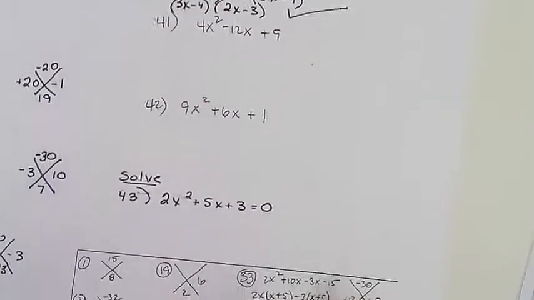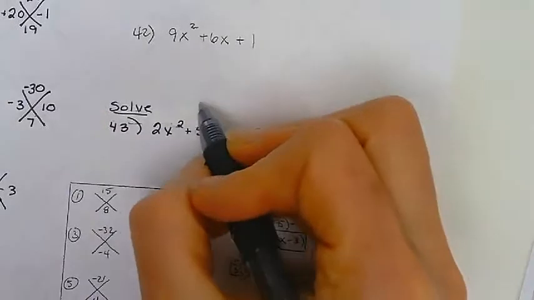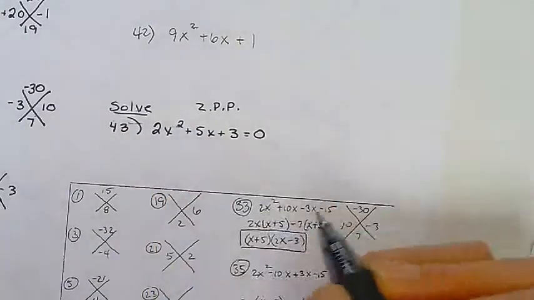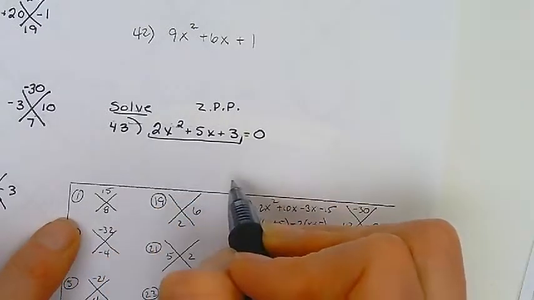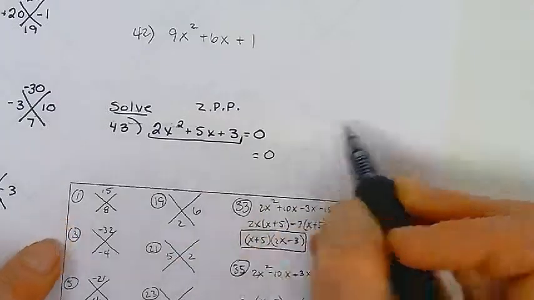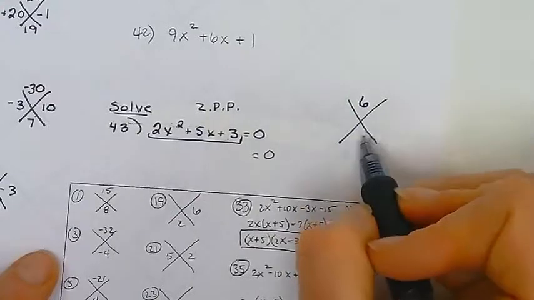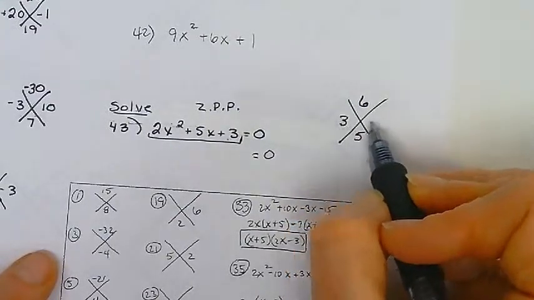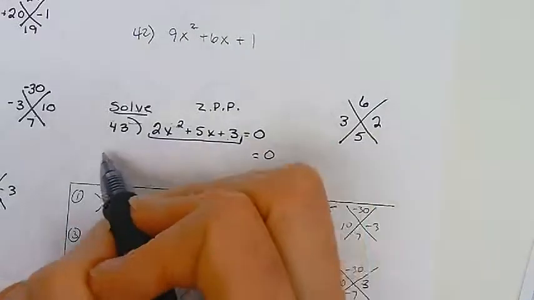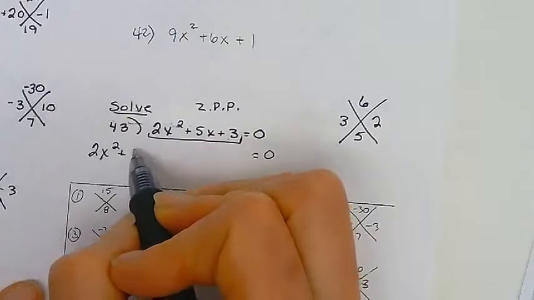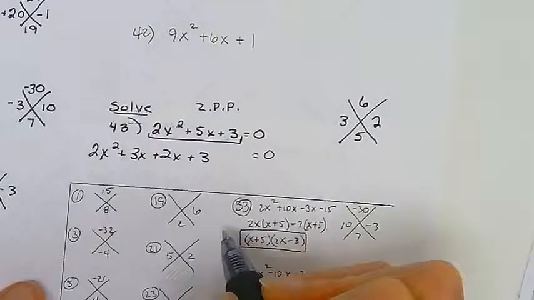I'm going to skip down to solving number 43. You've been learning the zero product property. We'll use it here. First, we'll factor this portion of the equation, setting it all equal to 0. Using the diamond, 2 times 3 is 6, with a 5 here. 3 and 2 multiplied together give 6, and add to 5. So let's rewrite this middle term. 2x squared plus 3x plus 2x plus 3 all equals 0.